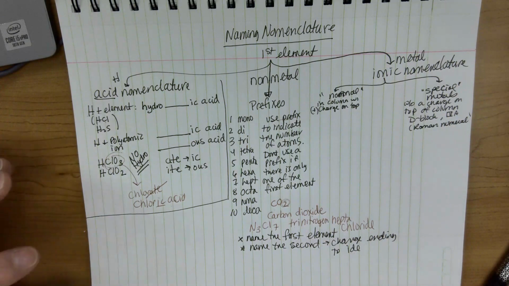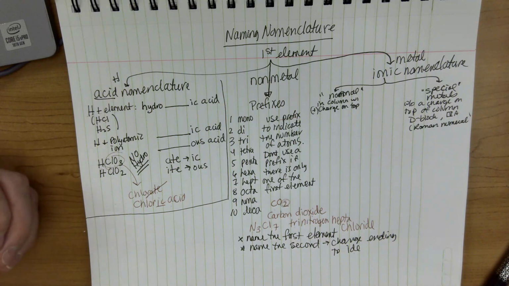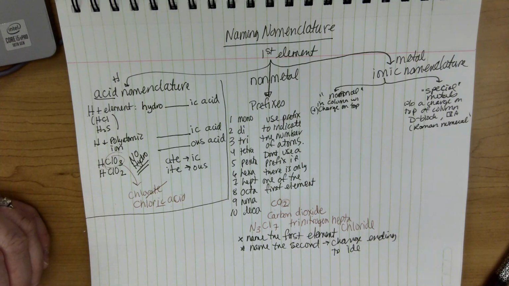So if the first one's a nonmetal, we're using the prefixes. Name the first one. It gets a prefix if there's more than one. Name the second one with the prefix to indicate how many, even if it's just one. And then change the ending to IDE.